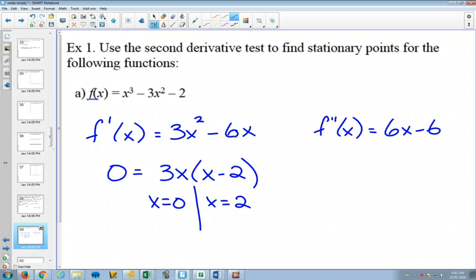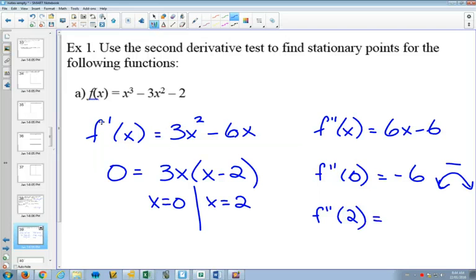And now when we plug in those values into our second derivative, so if I plug in 0 into my second derivative, I'm going to get negative 6. And because it's negative, I know that my original function is concave down at that point. And when I look at the second derivative at 2, 12 minus 6, I get positive 6. So I know that my original function is concave up at that point.